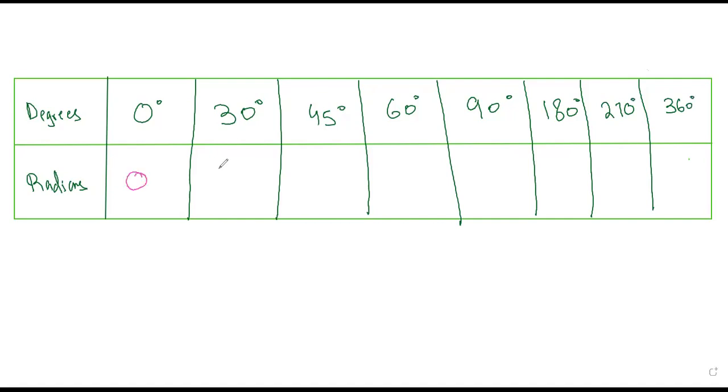30 degrees is equal to pi by 6. 45 degrees is equal to pi by 4. 60 degrees is equal to pi by 3. 90 degrees is equal to pi by 2. 180 degrees is pi. 270 is 3 pi by 2. And 360 is 2 pi. So this is how we convert this. Anything that you have not understood?